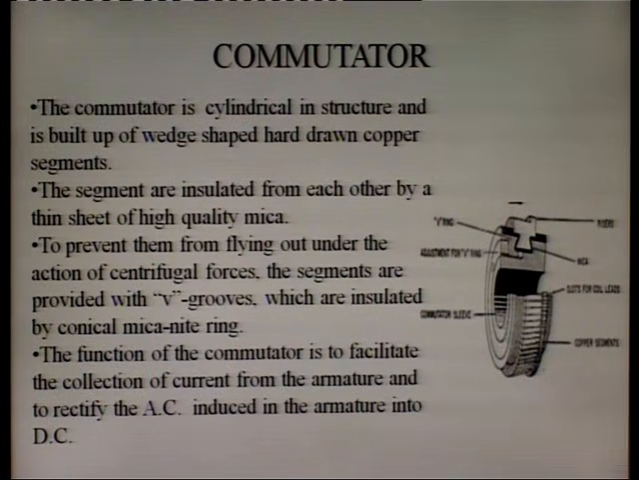Next part is the commutator. Commutators are used to convert AC into DC. The commutator is cylindrical in structure and is built up of wedge-shaped hard drawn copper segments. The segments are insulated from each other by a thin sheet of high quality mica to prevent them from flying out under the action of centrifugal force. The segments are provided with V-grooves, which are insulated by conical mica rings. The function of the commutator is to facilitate the collection of current from the armature and to rectify the AC induced in the armature into DC.